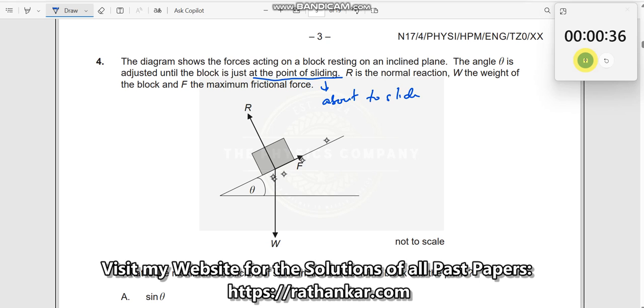R is a normal reaction. W is the weight of the block. F is the maximum frictional force. What do you mean by maximum frictional force?